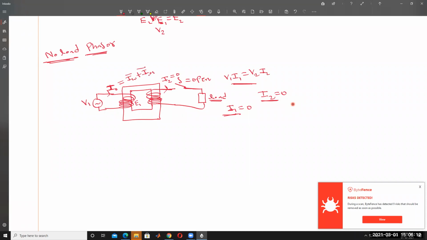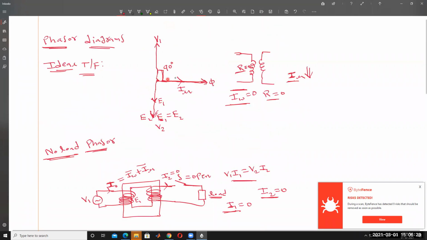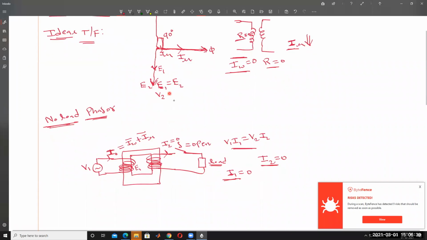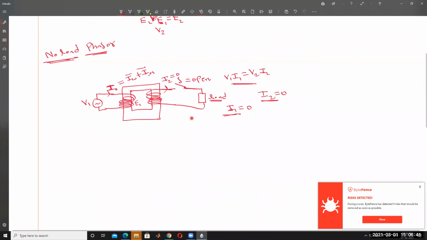Okay, so ideally the current drawn from the transformer, I naught, is equal to 0. So there is no I naught, only a very, very small amount of magnetizing current in the transformer core. To develop the flux in a transformer core, a very small amount of primary current is required, that is called magnetizing current. But actually, under practical conditions, the no load current I naught is not equal to 0.